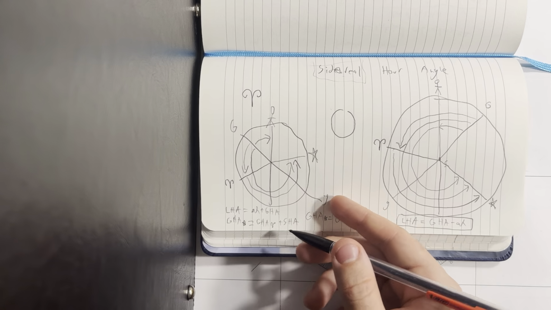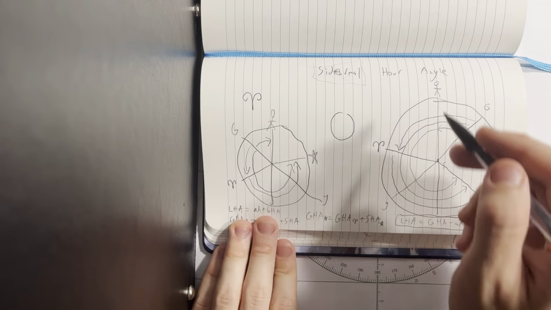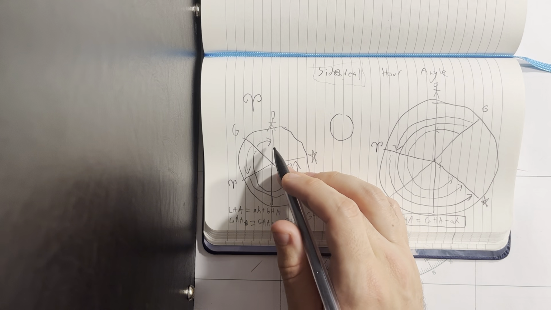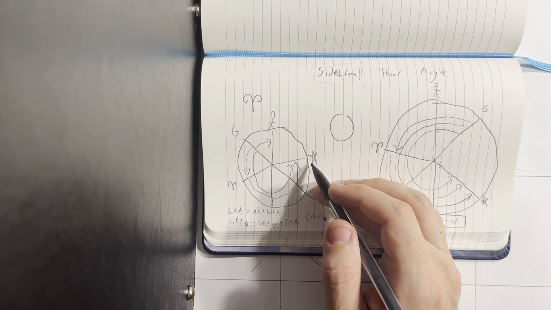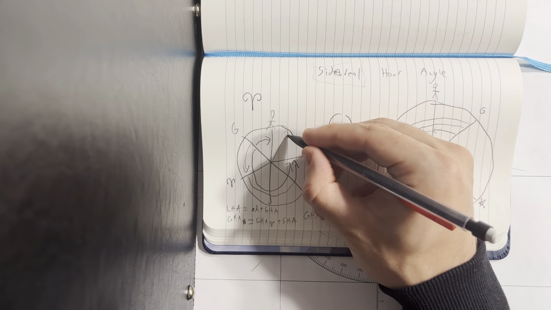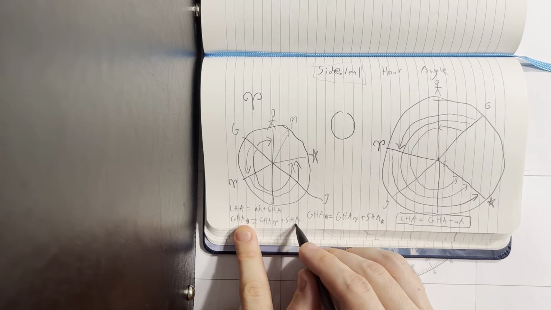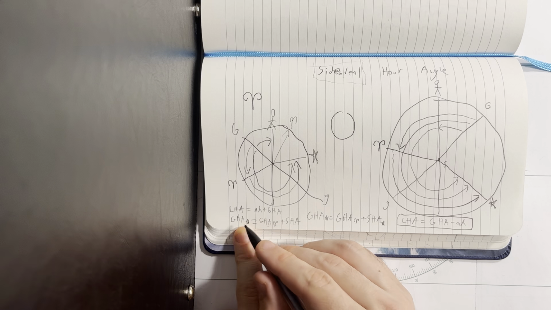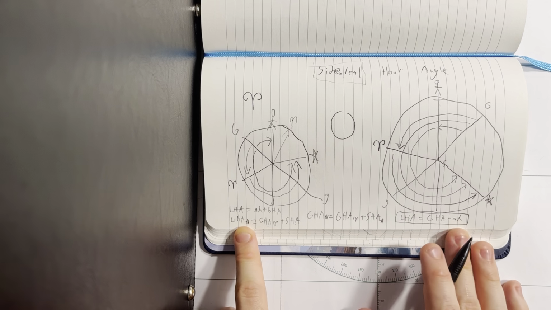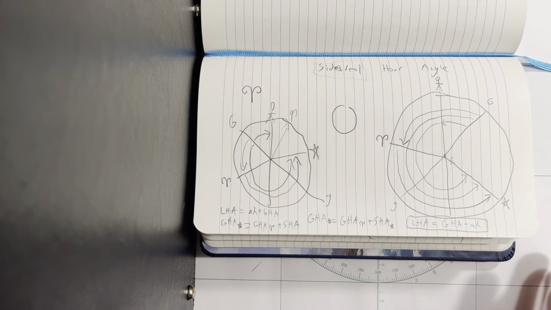GHA of Aries and SHA of the star are both westward distances. So it doesn't matter if the star is in the east, it doesn't matter if Aries is in the east. You always just add SHA to the GHA of Aries, and that gets you the GHA of the star automatically. It doesn't need to be any more complicated than that.